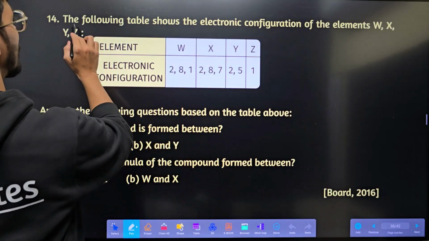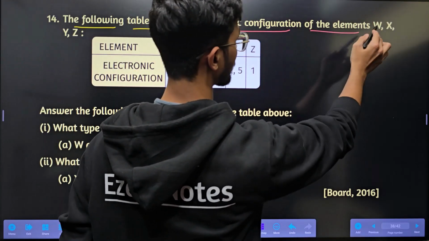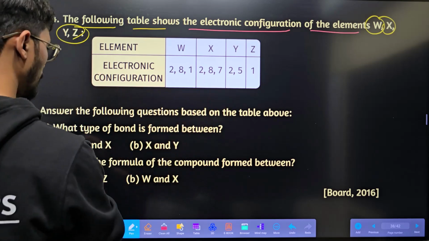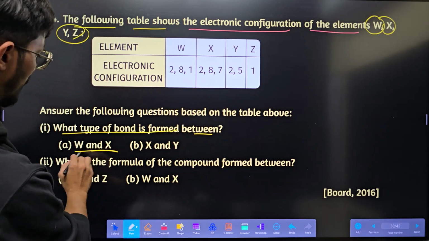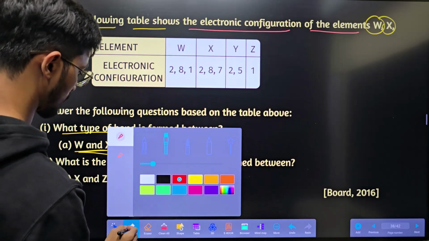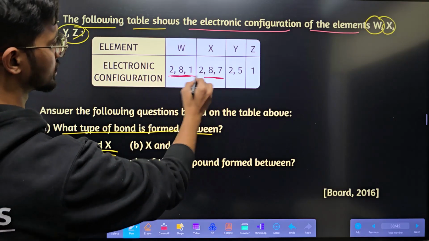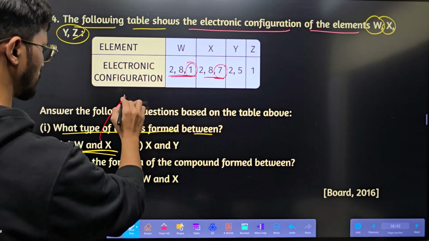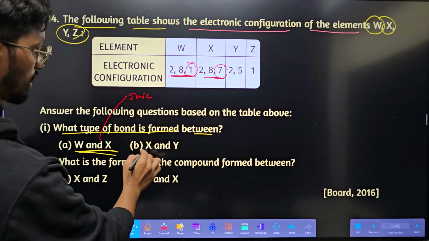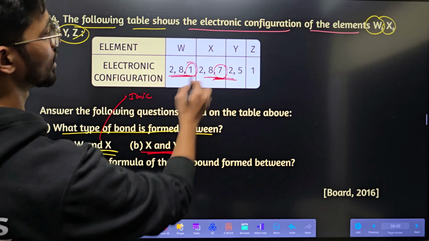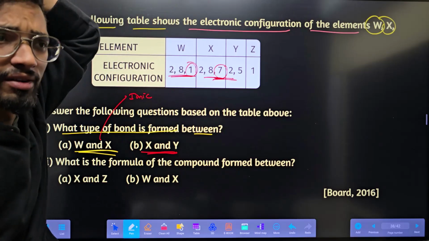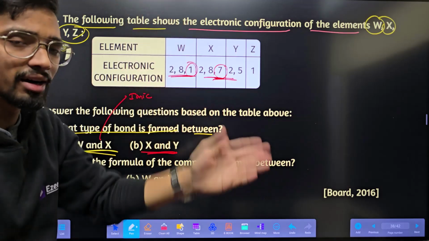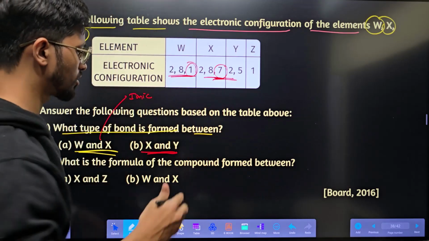Next. The following table shows electronic configuration of elements W, X, Y, and Z. What type of bond is formed between W and X? W and X. See, it can lose 1 electron, it can gain 1 electron. Obviously, ionic bond. Okay. X and Y. 7 and 5. It seems to be like nitrogen family and fluorine family. Both are non-metals, so they form covalent bond.